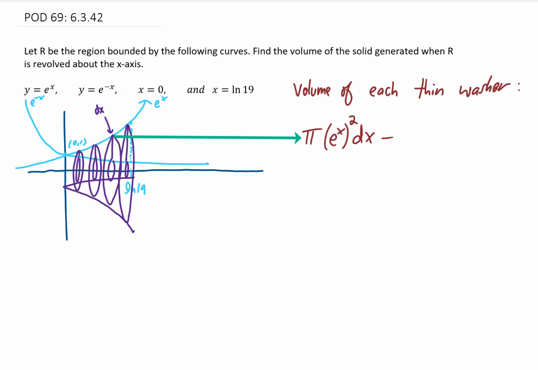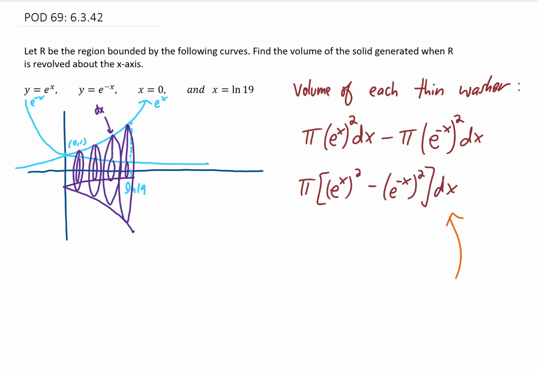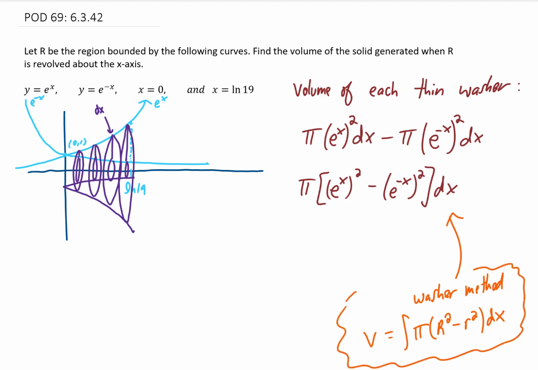And the volume of the inner washer is also going to be pi r squared, except this r is going to be the smaller radius, which in this example is e to the negative x. More commonly, we would write this as... And if you look in your books, the washer method is going to look something like this. At least this version of the washer method will, where we're rotating about the x-axis. Okay, back to our problem.